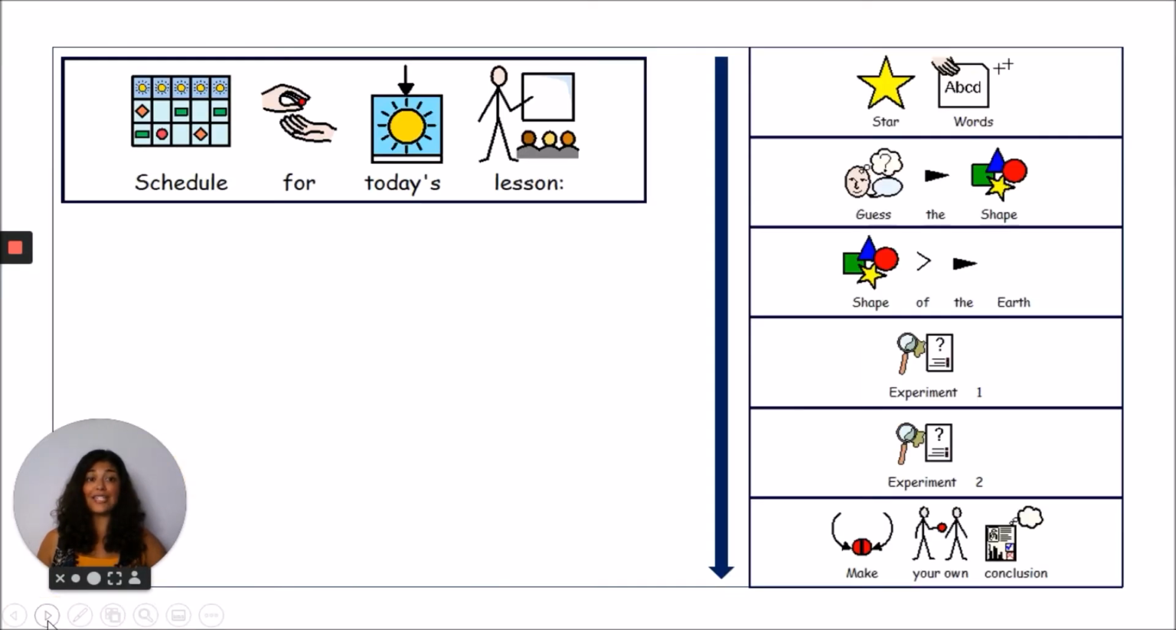So our schedule for today's lesson, we're going to start as always with our star words. Then we're going to guess the shape. Then we're going to talk about the shape of the Earth and how we know that it's round. We're going to do 2 little experiments, so experiment 1 and experiment 2. And then you're going to make your own conclusion.